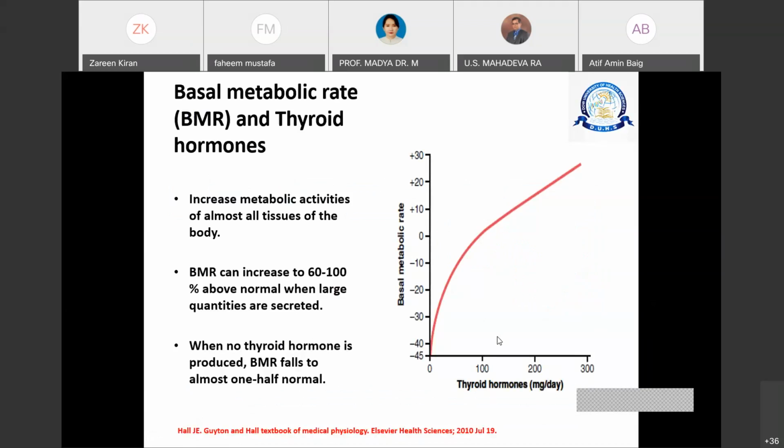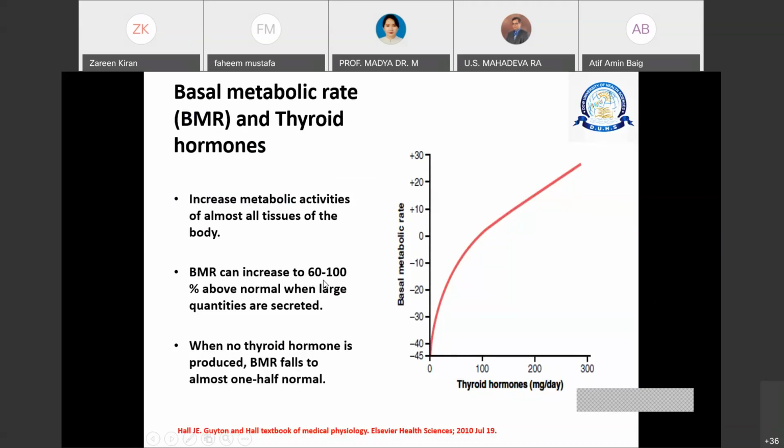There is a very beautiful graph in one of the famous books, Guyton and Hall's Medical Physiology, where the relation between the basal metabolic rate and thyroid hormone has been displayed. Increased metabolic activity of all tissues of the body is the main function of thyroid hormone. You can see from the graph that even a slight change in the thyroid hormone level leads to a quite significant change in the basal metabolic rate.